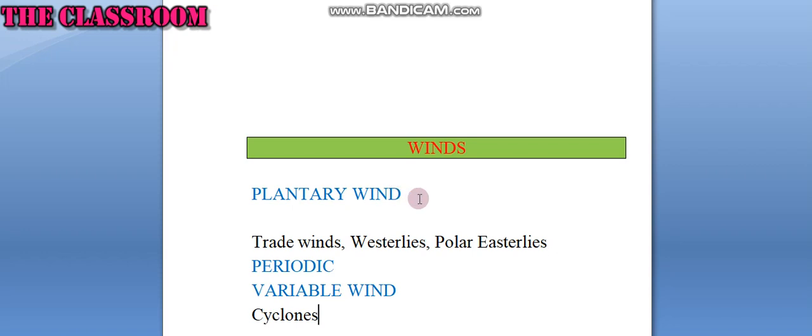Planetary winds. The winds which constantly blow in the same direction throughout the year are called planetary winds. The planetary winds are further classified into trade winds, westerlies, polar easterlies. Trade winds blow from the subtropical high pressure belt to the equatorial low pressure belt in both the hemispheres. Polar winds. Polar easterlies are cold and dry polar winds that blow from the polar high pressure.